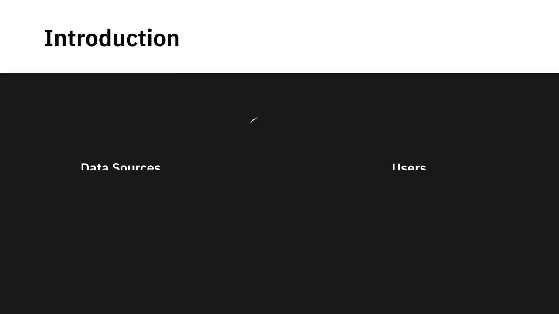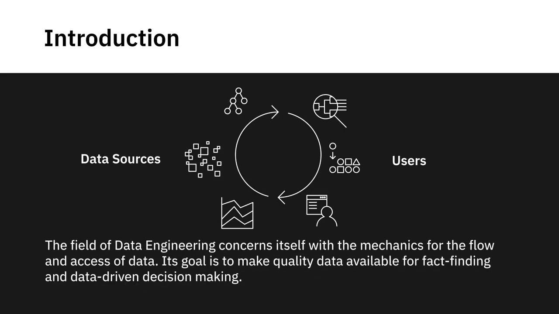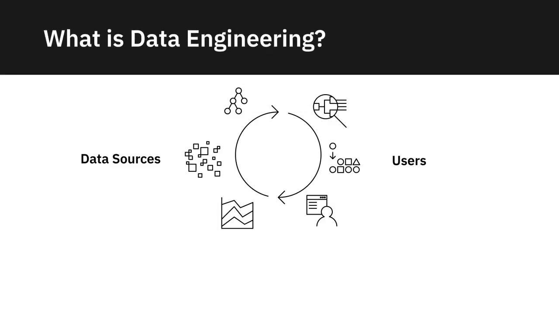In this video, we will further explore the scope of data engineering within the modern data ecosystem. In the simplest possible terms, the field of data engineering concerns itself with the mechanics for the flow and access of data. Its goal is to make quality data available for fact-finding and data-driven decision-making. As data has grown, so has the field of data engineering.